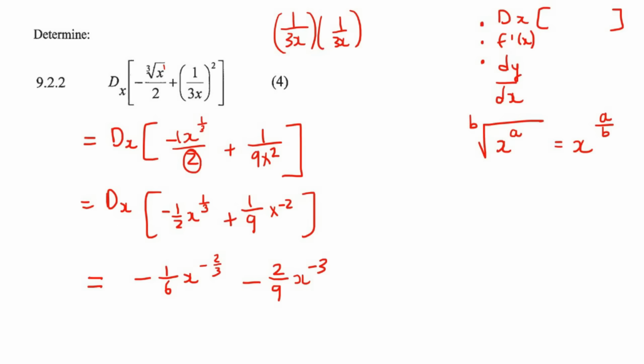Now, listen up carefully, guys. Sometimes in the IEB curriculum, they let you leave the answers with negative exponents like this. But for those of you in the CAPS curriculum, which most of you watching this are actually in, we don't leave the answer with negative exponents. So what we do is we take this down to the bottom, and we take this down to the bottom. So what that ends up becoming is the following. Minus 1 over 6x to the power of 2 over 3 minus 2 over 9 x to the power of 3.